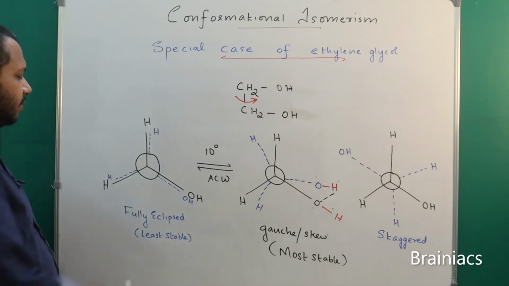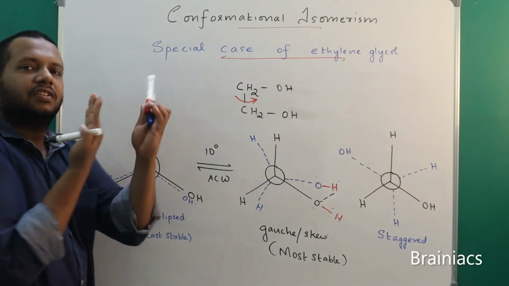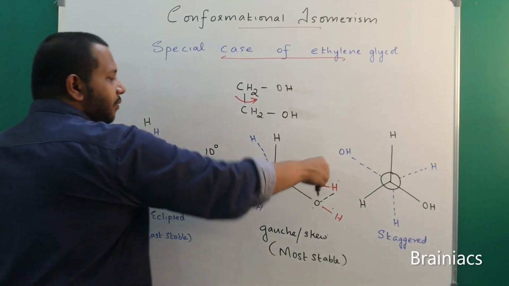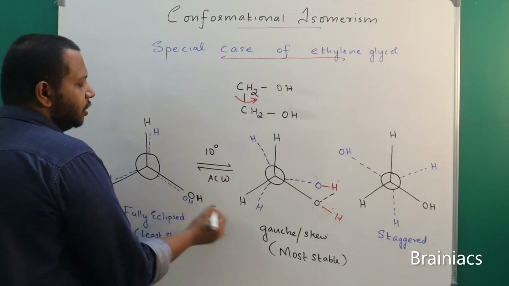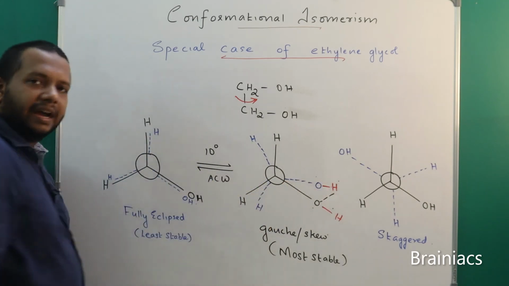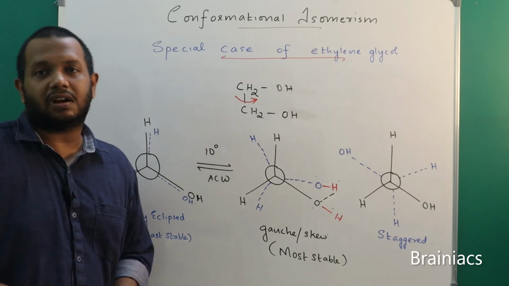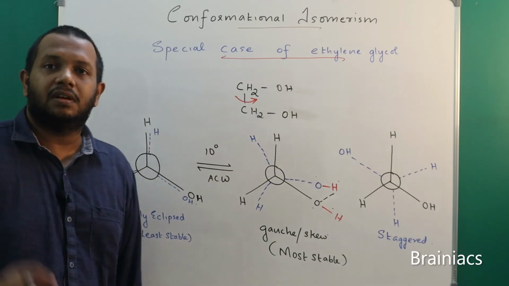Then some students ask me, sir, why not the fully eclipsed form? It's not possible, because one group is just behind the other one. Here the hydrogen bond is there, so it will be lying somewhere distant from this one. In that case, the gauche form will give you the hydrogen bonding more easily. That is the reason why the gauche form forms the intramolecular hydrogen bond more easily. That's why this is the most stable in this case. Clear?